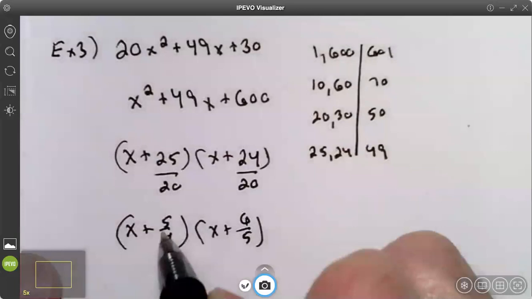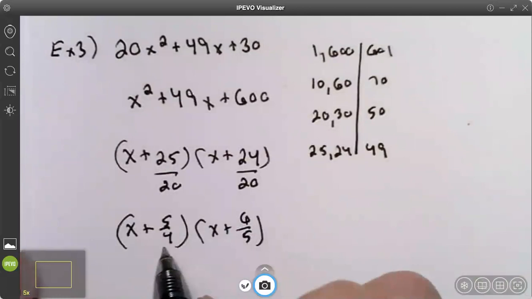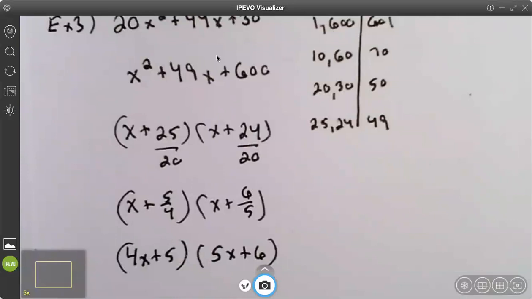So I swung the 20 over. I divided by what I swung. Always simplify your fractions, and now I'm swinging back. This 4 swings back here and becomes 4x plus 5. The 5 swings back here and becomes 5x plus 6. And there's your answer: 4x plus 5 times 5x plus 6.